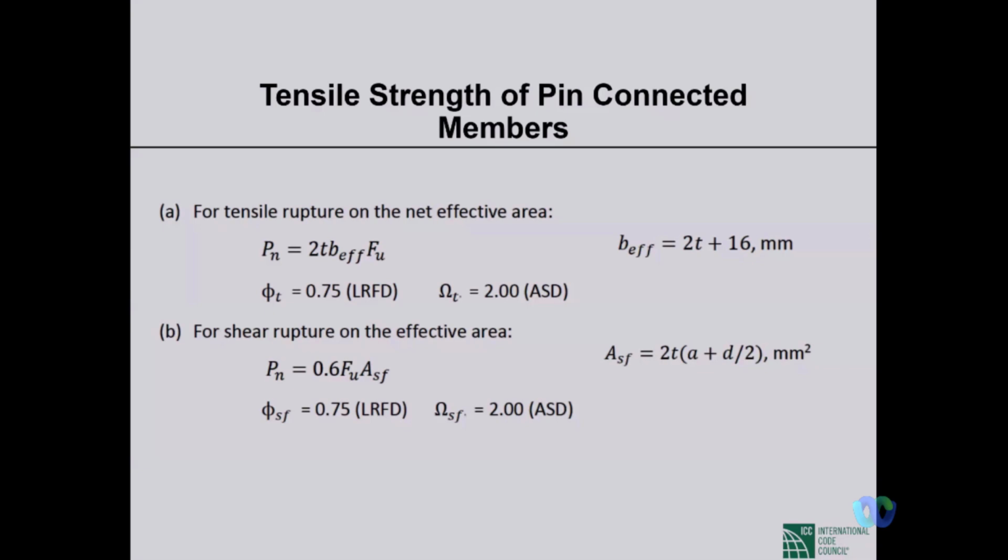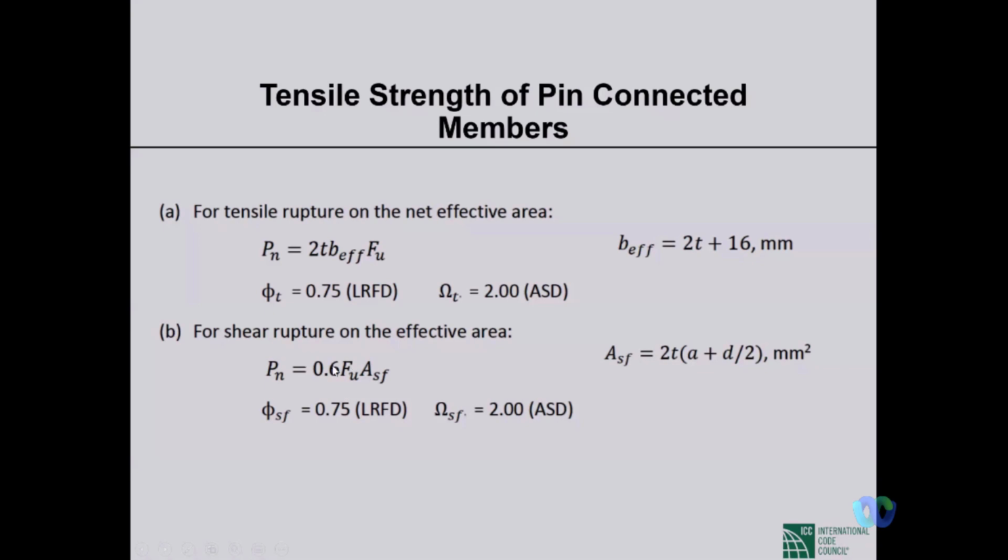For a tensile member, there may be tensile rupture, that is, it can tear off, or it can be cut along the line of the bolts, that is shear rupture. Now for shear rupture, the formula is different. We have a 0.6 here. Why do you have a 0.6?